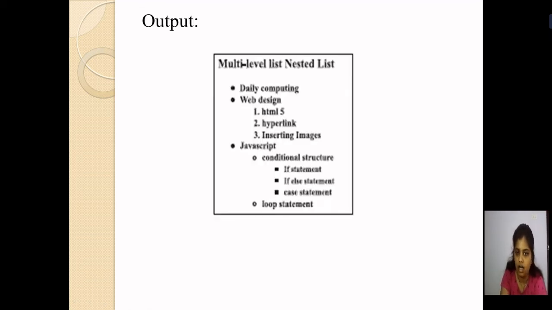See, here is the output, you all can see. See, first, by default, black circles have been assigned. Inside that I had used an ordered list, so 1 2 3. Next was for JavaScript, circle I had assigned. So here is the conditional statement with circle. Inside the conditional statement we had written 3 with square. So these are the 3 with squares: if statement, if else statement, and a case statement. After that, next I had closed your UL tag and I have written again li for loop statement. This has the value of circle, and then we have closed our complete tag.